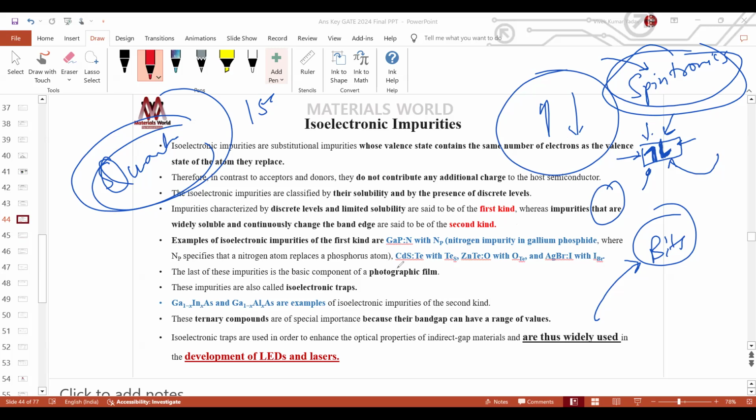So you can dope to get spintronics as well. That you can do with transition metal impurities as well. Okay, we'll come to that.